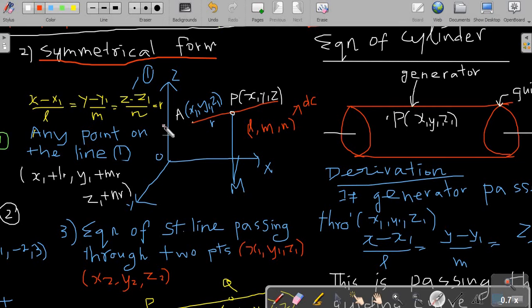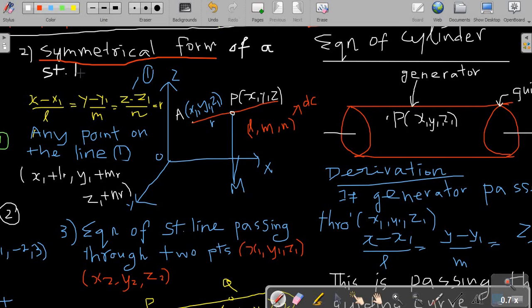Now, what is the symmetrical form of this straight line? From geometrical theory, we have (x minus x1) by l equals (y minus y1) by m equals (z minus z1) by n equals r. This is the general symmetrical form of a straight line. That's very important: the symmetrical form of a straight line.